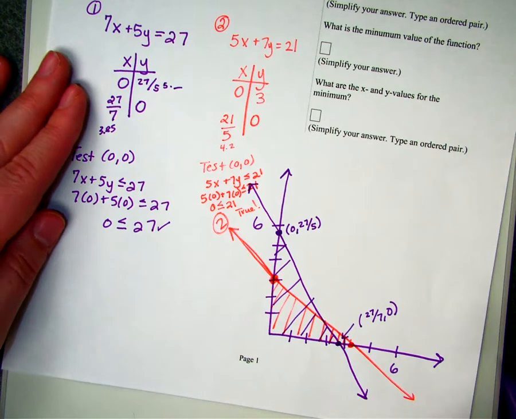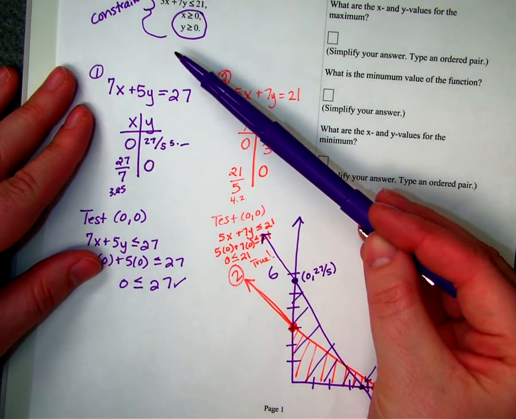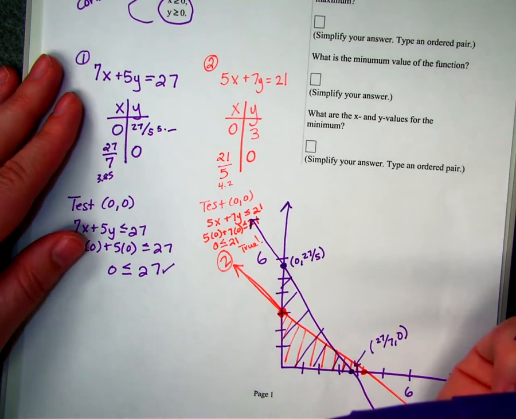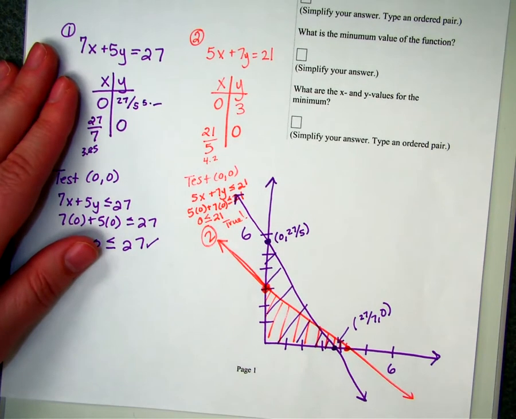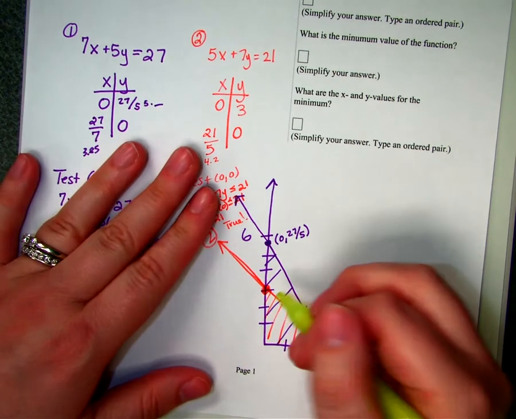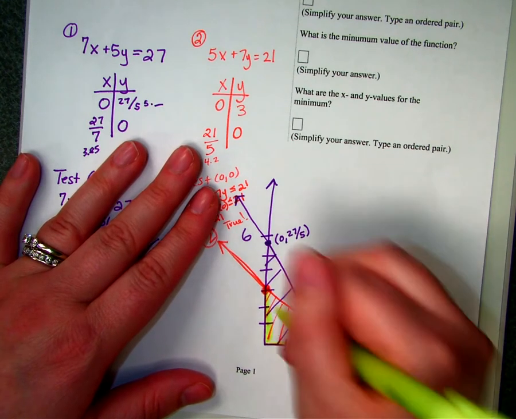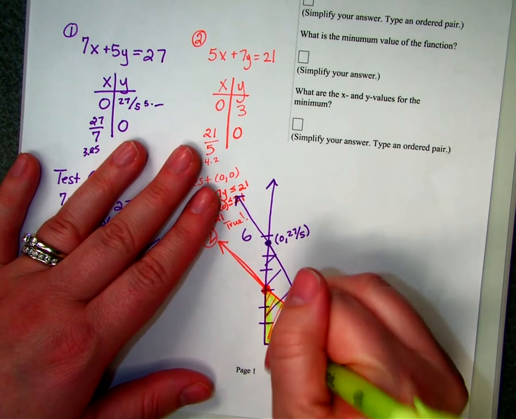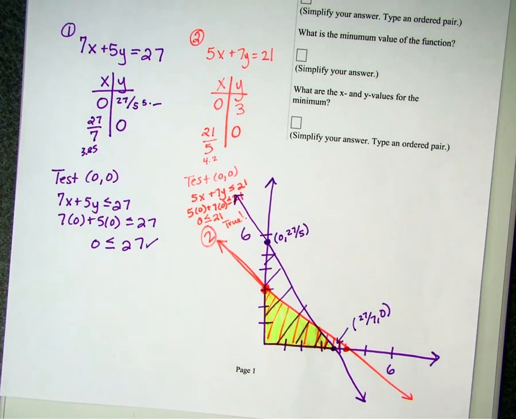Alright, so I had 4 inequalities total, but these 2 inequalities at the bottom, like I said, restricted our solution to the first quadrant. Now, our solution region, or our feasible region, is the overlap of the 2 other shaded regions. So this section right here. So this is our feasible region.